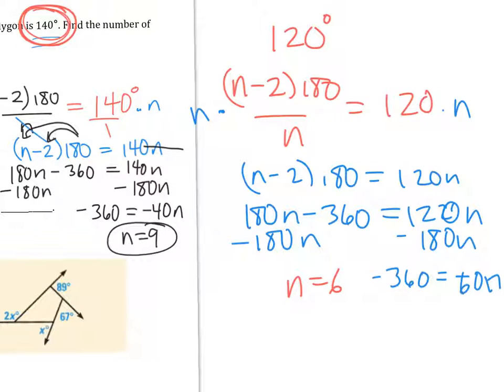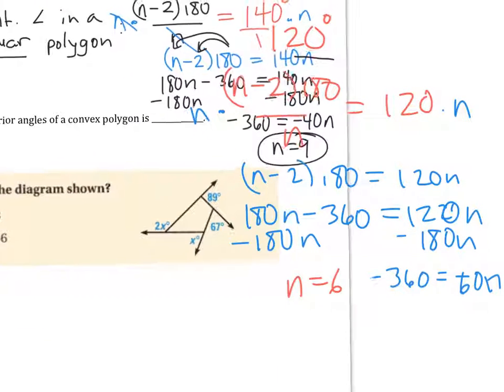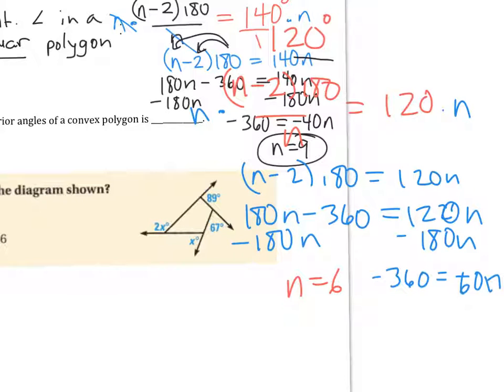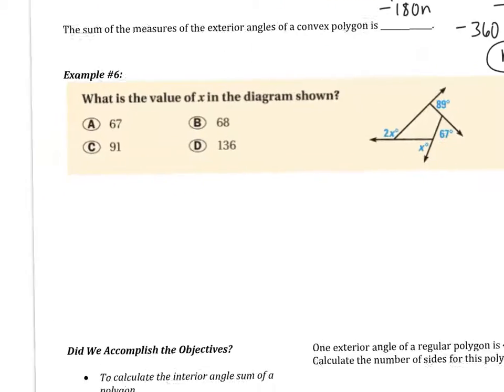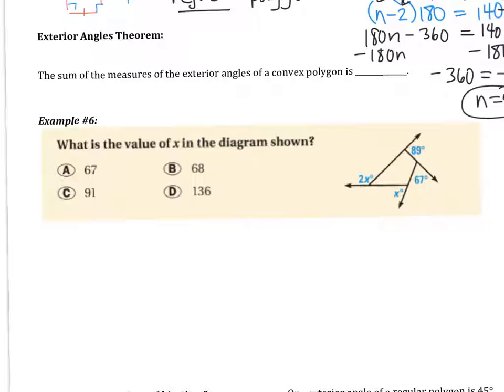Okay? All right, so last new concept for today deals with the idea of the exterior angles of a polygon. Let's get rid of this. There. Okay? So, the sum of the measures of the exterior angles of a convex polygon, you just have to remember, is 360 degrees all the time. It doesn't matter if it's a triangle, a square, or a pentagon, it's always 360 degrees.